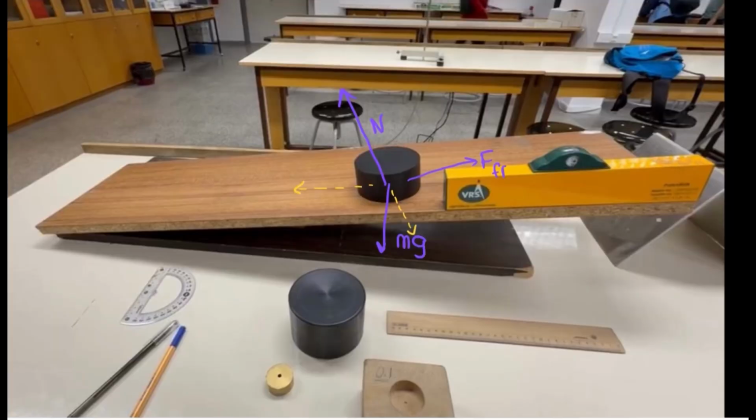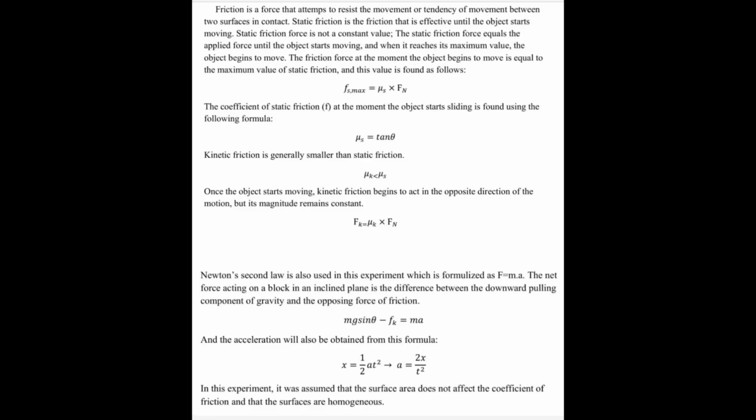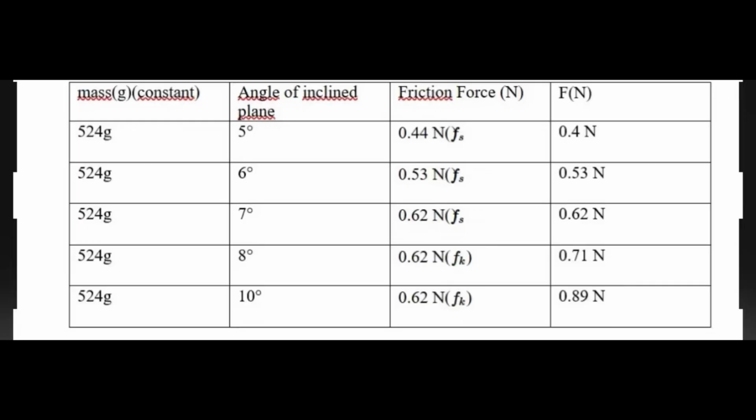After recording the data, I analyzed the forces acting on the object at these angles and decomposed them into their components. Using these equations, I calculated the friction forces acting on the object. By using these values and the normal force, I determined the coefficients of friction. As expected, the static friction increased depending on the applied force, while the kinetic friction remained constant.